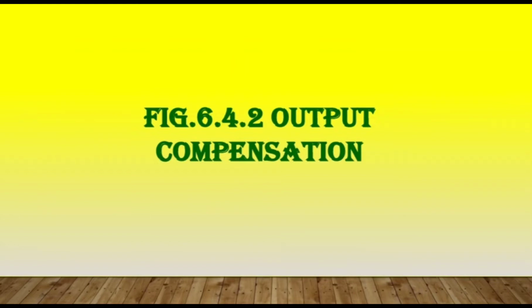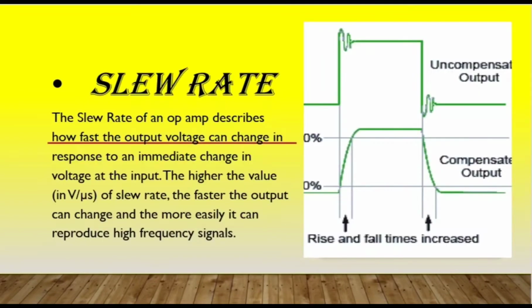Figure 6.4 and 2 output compensation. Slew rate. The slew rate of an operational amplifier describes how fast the output voltage can change in response to an immediate change in voltage at the input.